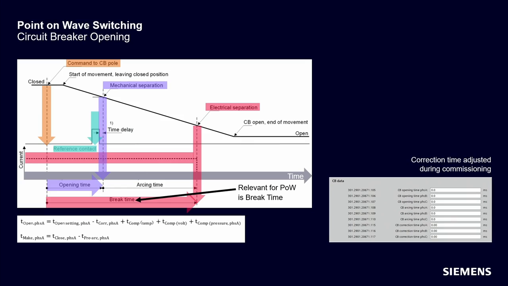The most relevant time for point-on-wave opening is break time. The calculated break time is used by point-on-wave to send the open command via its high-speed output contact. The calculated break time is the calculated opening time plus pre-arcing time. Pre-arcing time is the time from mechanical separation until first electrical separation. On the diagram, you can see the red arrows, which show graphically CB break time. This is the time from issuing the open command until first electrical separation. First electrical separation is measured with current on the load side.